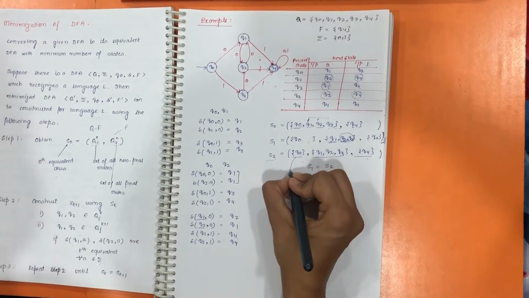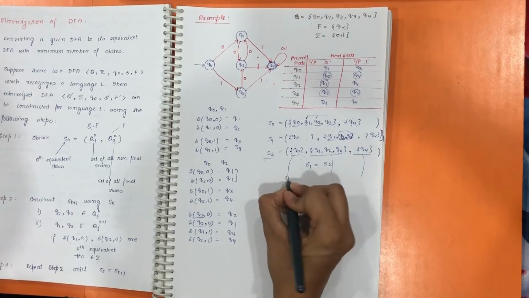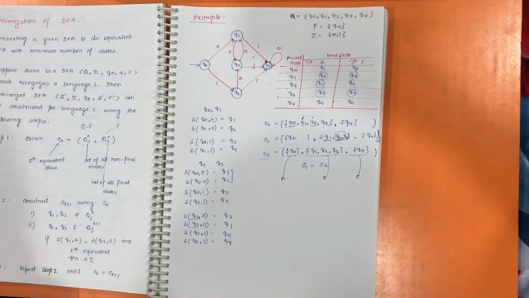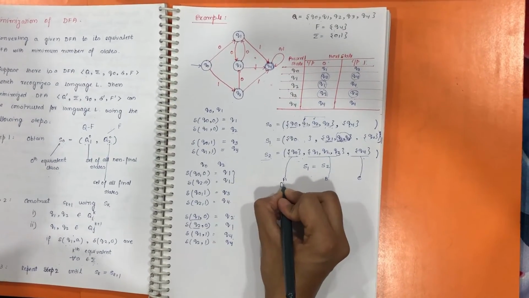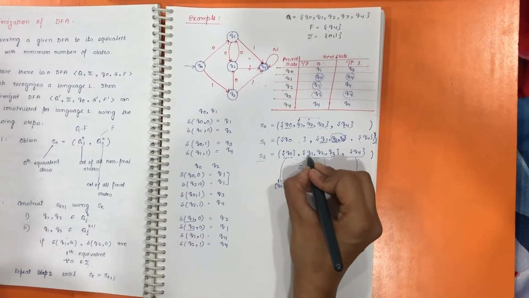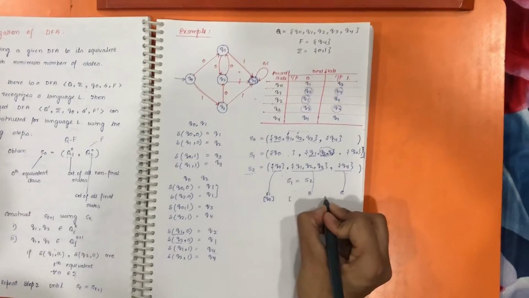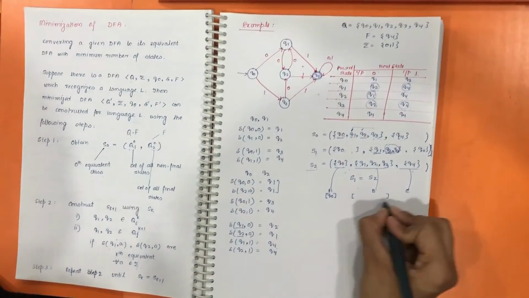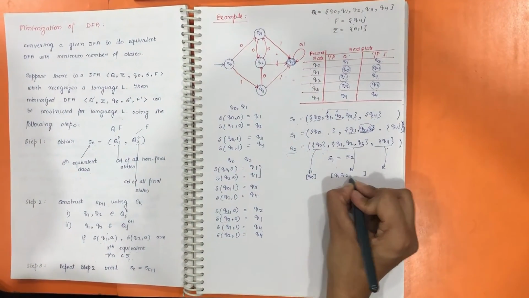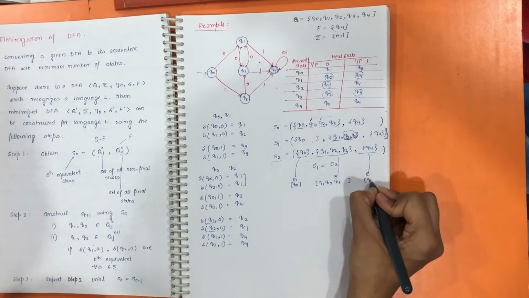Now first set is this, second set is this, and third set is this. Now we can give names to these sets like A, B and C. For more clarity, I'll give the name Q0 to this set. Here this set has members Q1, Q2, Q3, so I'll give the name to this set like this, using a square bracket. In the square bracket I'll write the states Q1, Q2 and Q3. Similarly, I can give the name Q4 to this set.